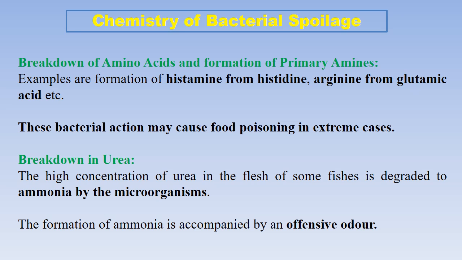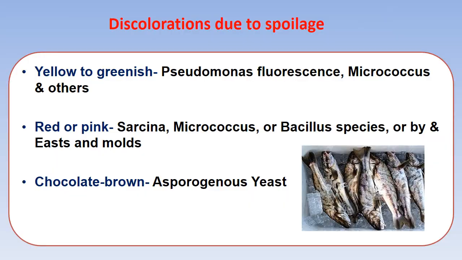Similarly, there can be breakdown of urea. The high concentration of urea in the flesh of some fishes is degraded to ammonia by microorganisms. So some fish will have a higher level of urea which will be broken down by the microorganisms and produce ammonia, and that formation of ammonia can have an offensive odor during spoilage. So we have discussed the microbial growth and chemical changes leading to spoilage due to the undesirable products or metabolites.